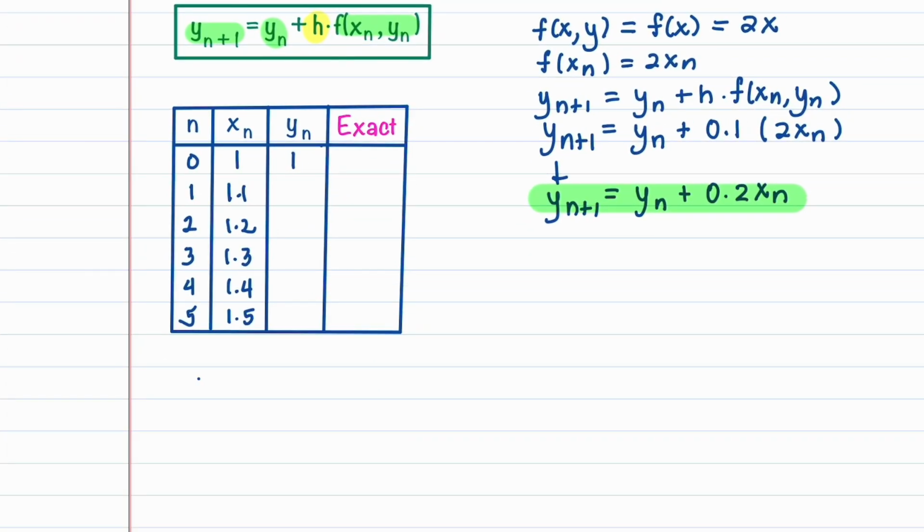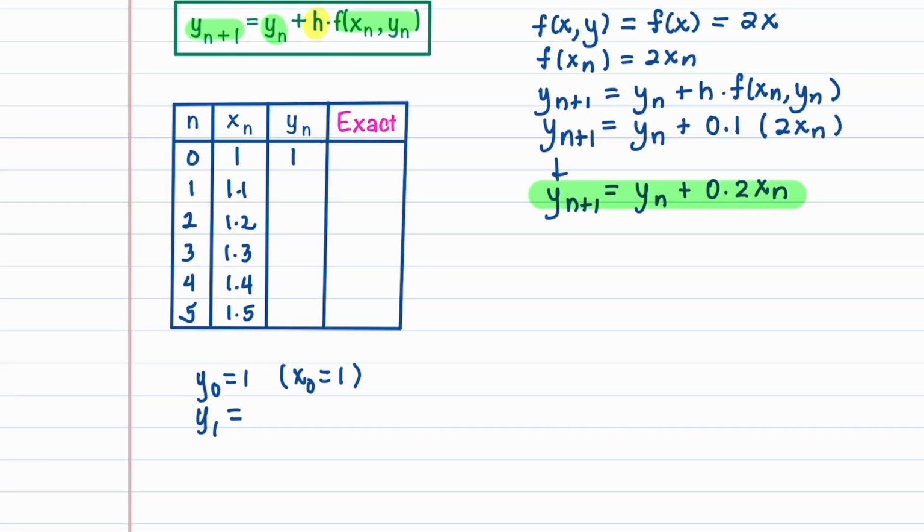Let's start by saying that y0 is equal to 1, and let's make a note that x0 is also equal to 1, because we're going to need that. y1, looking over here up at the right at our formula, is going to be y0 plus 0.2 times x0. So this is 1 plus 0.2 times 1, and this gives us a value of 1.2. Let's go back up to our table and let's put that in. y1 is equal to 1.2.